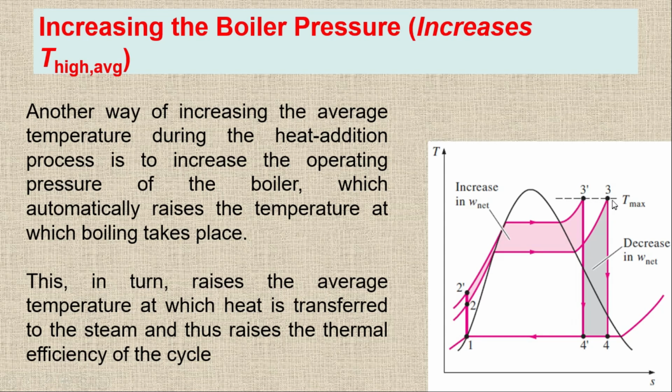So we have the limit for the maximum temperature. At the high pressure, you will get a line like this one, and then we will have another one. By doing this, you are going to increase the temperature at which boiling takes place. Because if you increase the pressure, T saturation will change, and ultimately there is a rise in the temperature at which boiling takes place.